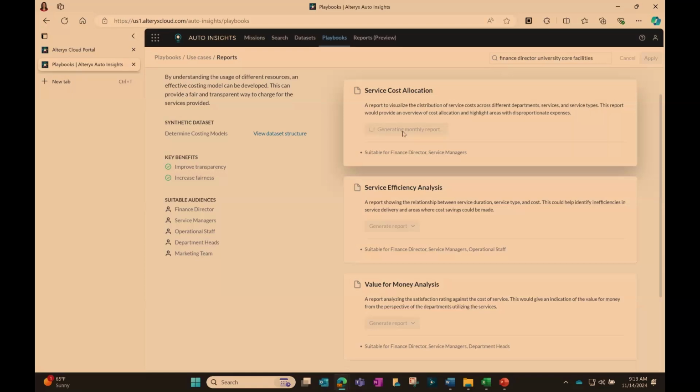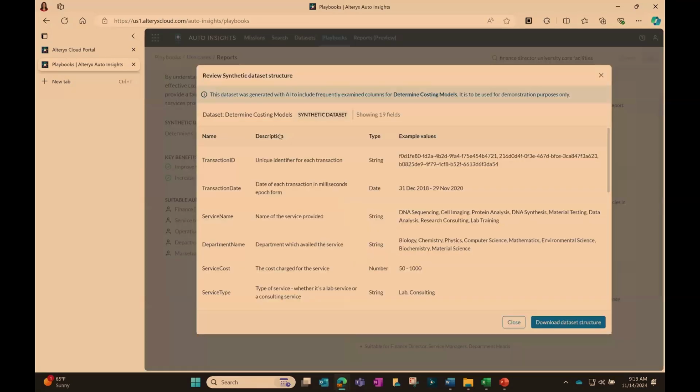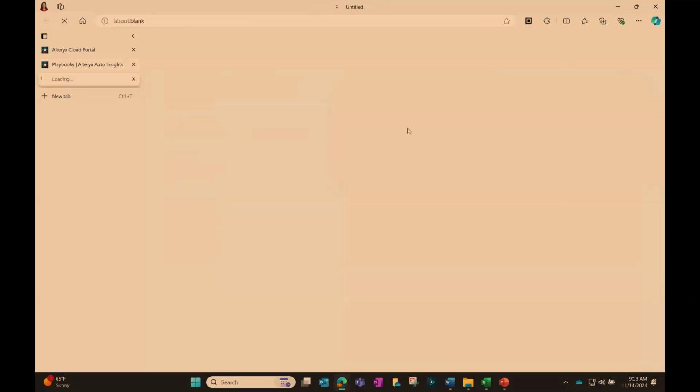Also, what it can do, while it's doing this, I can look at the data it came up with. So there's the synthetic data set. It came up with transactions, transaction date. It's going to use service name, department name, the cost, and the service type as some of the data elements. And I can even download that data structure so that I can say, hey, this is the data. Now I want to blend my data in. By the way, I have this tool called Alteryx Designer that could help you do that. But to get that, now let's open the monthly report.